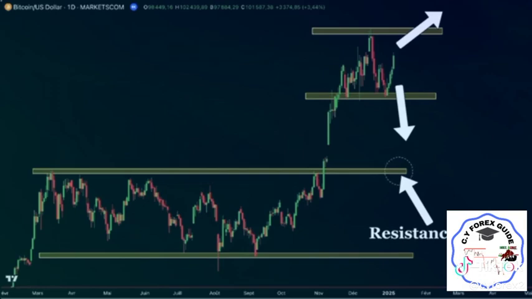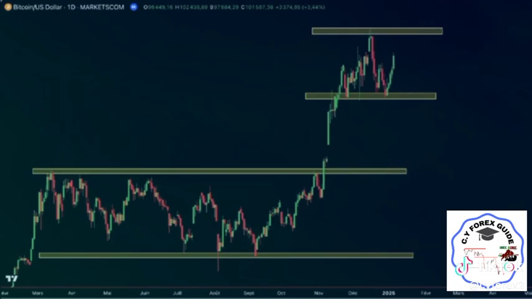As you can see, with simple technical analysis concepts like trend analysis and support and resistance, we can analyze the market and anticipate its next move with confidence.